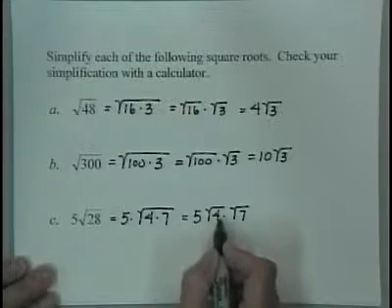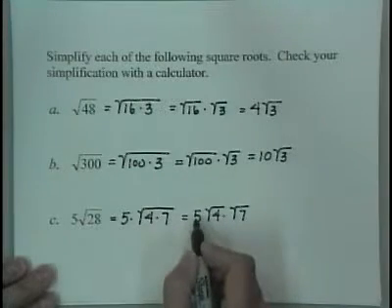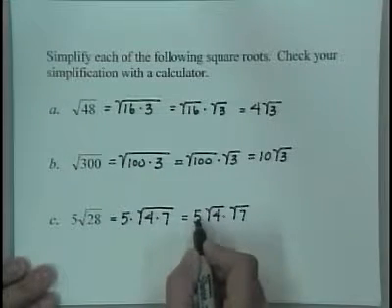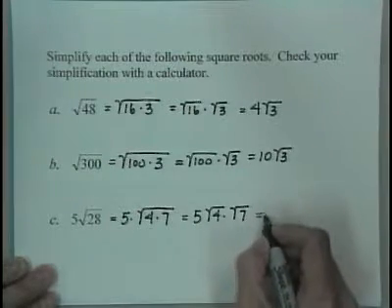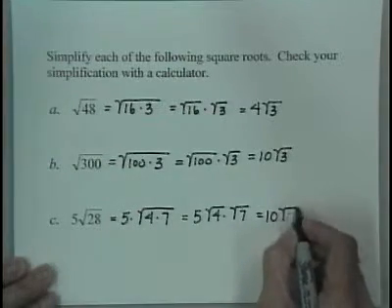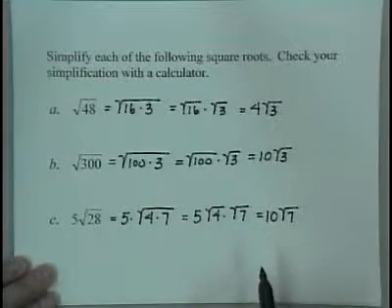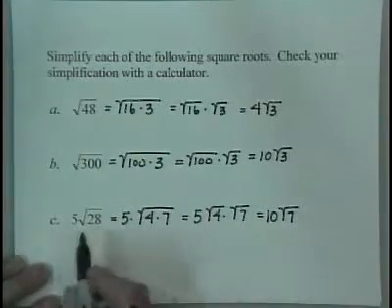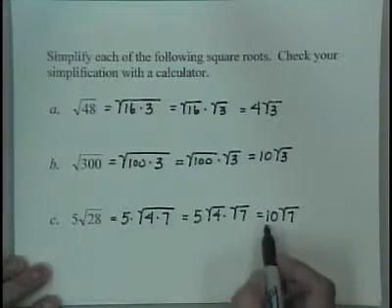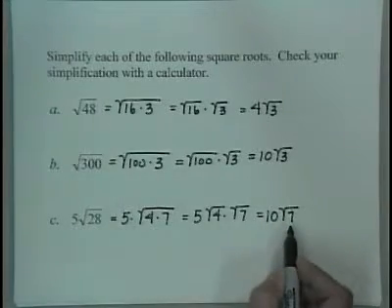Now the square root of 4 is 2. That 2 will multiply by the 5 that's already outside the radical to give me 10 square roots of 7. And there is no exact square root of 7, so we've written that square root of 7. So 5 square roots of 28 is 10 square roots of 7.